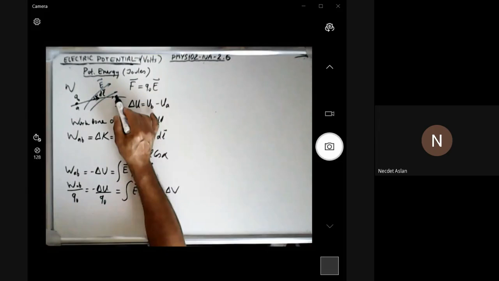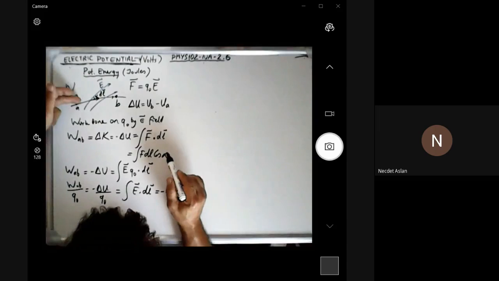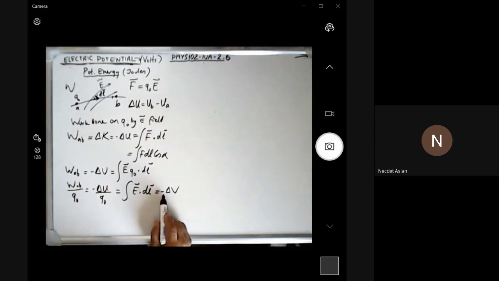The final, in this case, is B, and the initial is A, because the object is moving from left to right, from A to B. That's why when you put this as UB minus UA, then you can write this as VA minus VB using this minus sign. So this is equal to E dot dl.